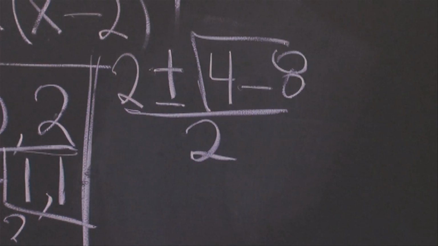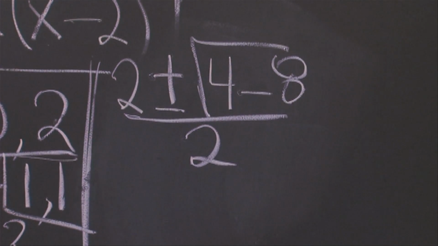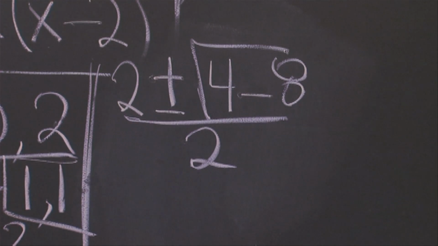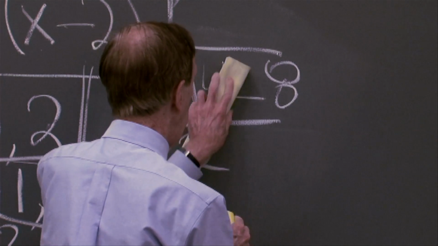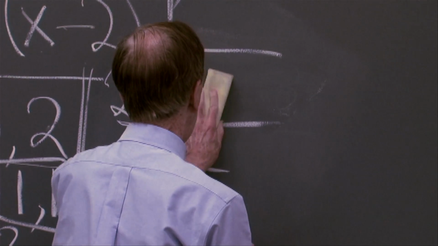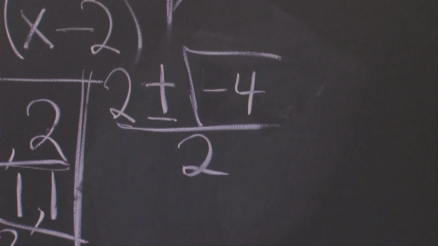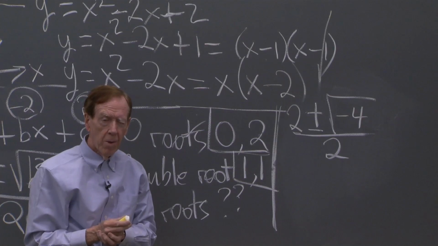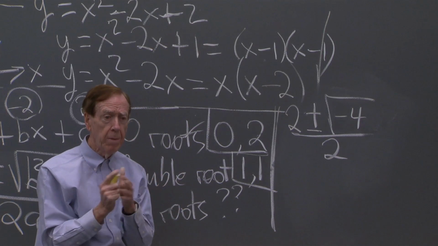What have I got now? I've got a square root of a negative number. That's what the problem was. That's why I couldn't see it in the real world, because it's not there in the real world. 4 minus 8 is minus 4, right? So what's the square root of minus 4? What's the square root of minus 1? That's where we're going imaginary.